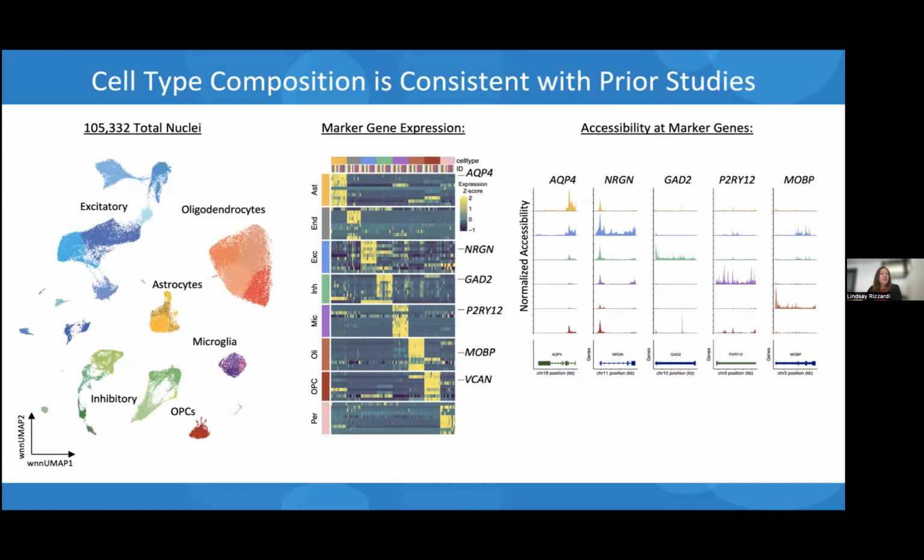So first, we identified a total of over 105,000 nuclei and sorted them into, or identified, different cell types, as one does. And we found all of the cell types that one would expect within DLPFC, as shown here. And we've looked at gene expression of marker genes for each cell type, like alpha-4 for astrocytes and GAD2 for inhibitory neurons, as shown here. And we also looked at how well accessibility at these marker genes matched up with cell types. And you can see from the panel on the right that at the marker genes, you had the most accessibility in that specific cell type for which the marker gene identified.